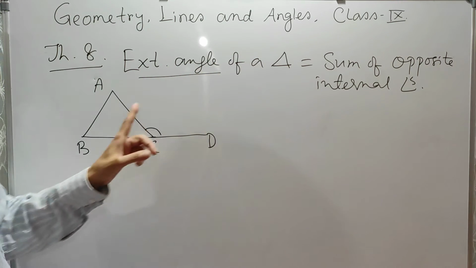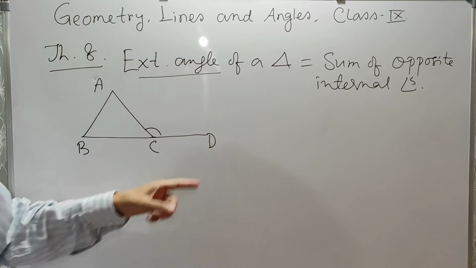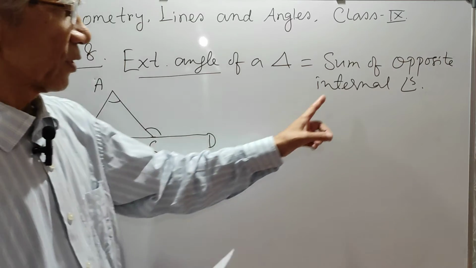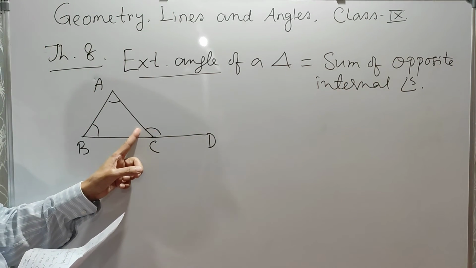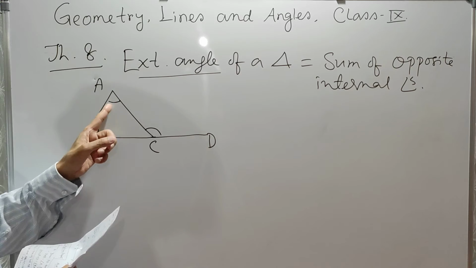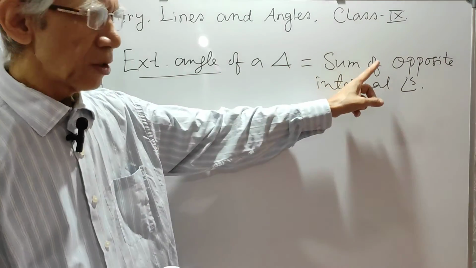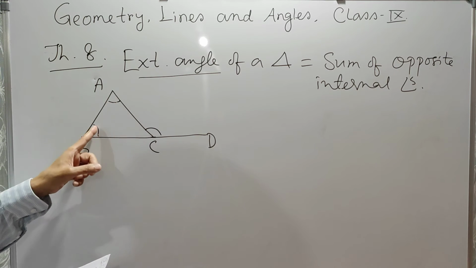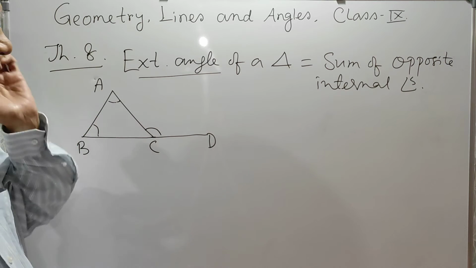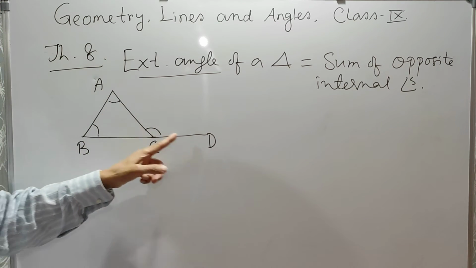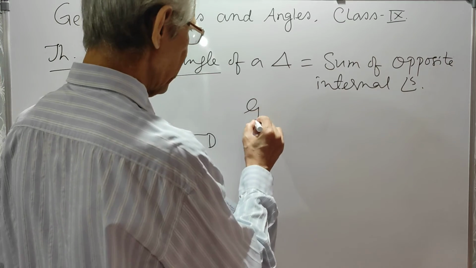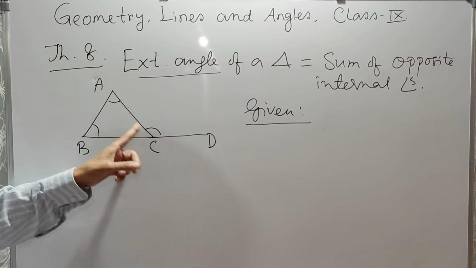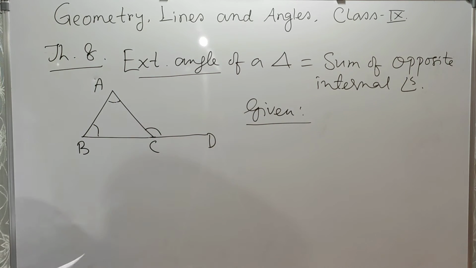So the external angle of this triangle, let us say this external angle ACD, is equal to the sum of A and B. A and B are internal angles and they are opposite, not this one. This is also internal. There are three internal angles, but here what is mentioned? These two, opposite. So here we have to prove this angle equals the sum of these two. Given is ABC is a triangle and ACD is the external angle.